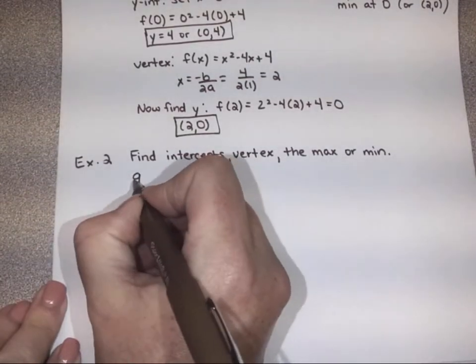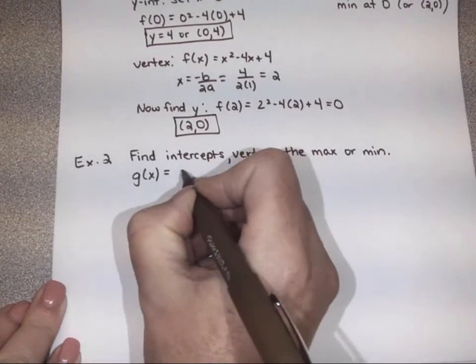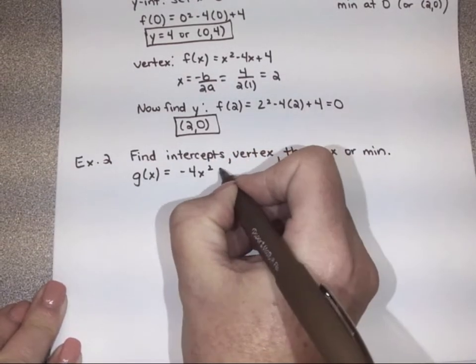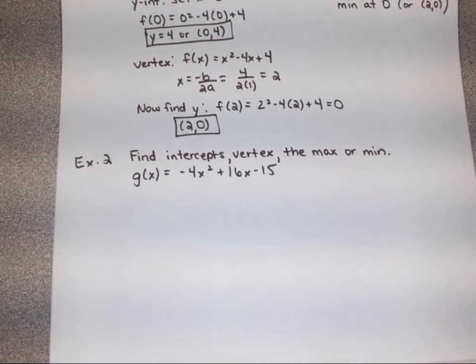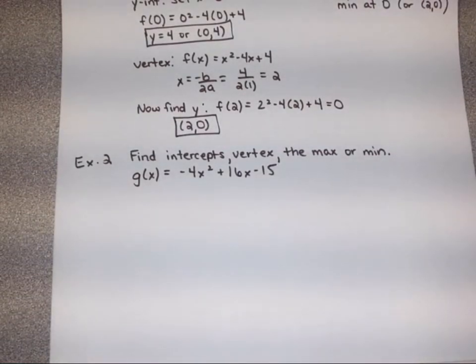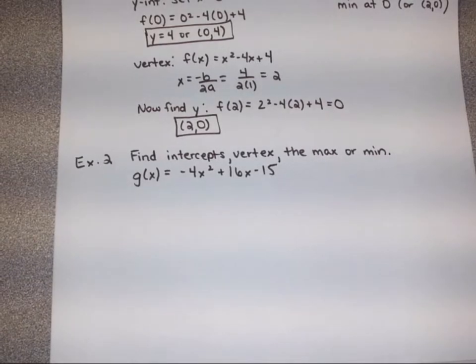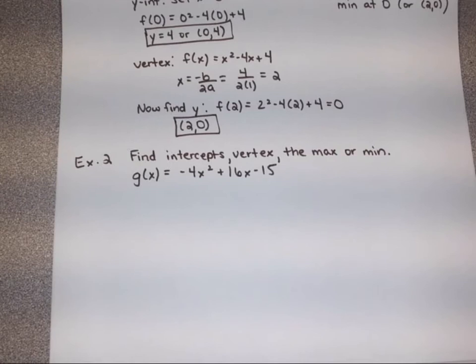All right, so let's look at this function. This one's going to be a little tougher. Why do I say that? Yeah, a is negative, and we have large numbers. So right off the bat, this one looks a little tougher than the one that we just did, right?